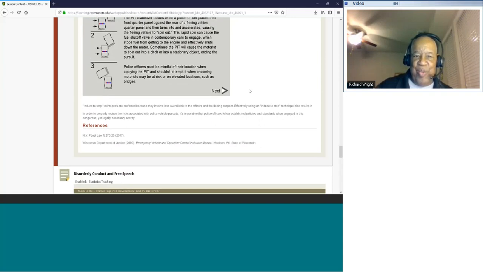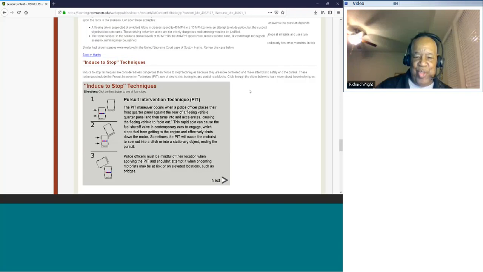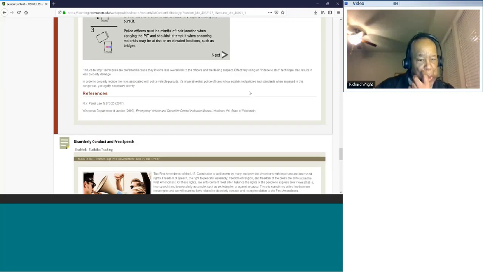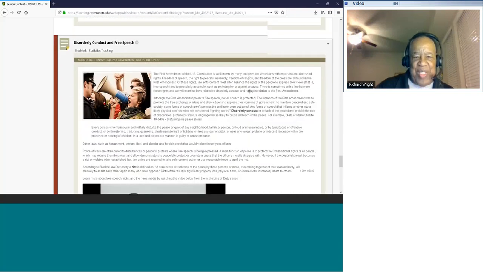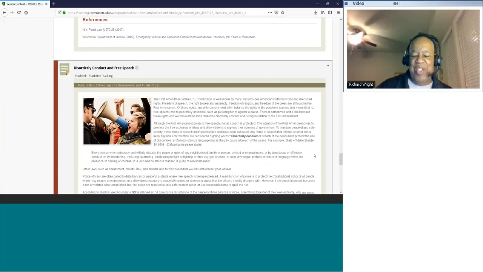So that's it for dealing with the vehicle pursuit and the pursuits. Then the final section is dealing with disorderly conduct and free speech. The First Amendment of the Constitution gives you a right to free speech. However, it must be in an orderly fashion. It must not be designed to incite someone.